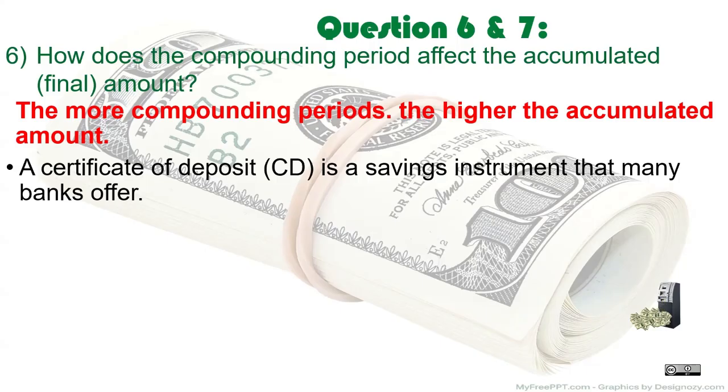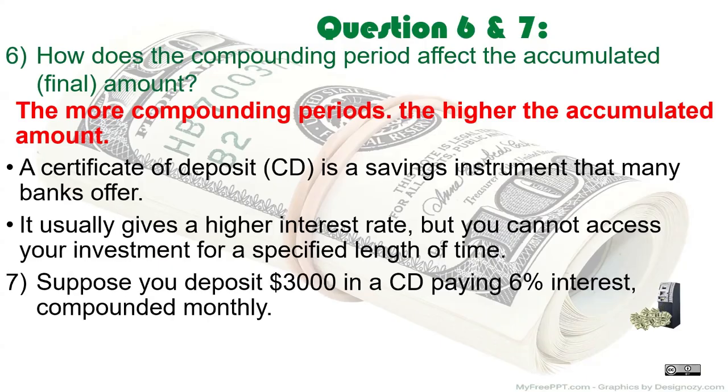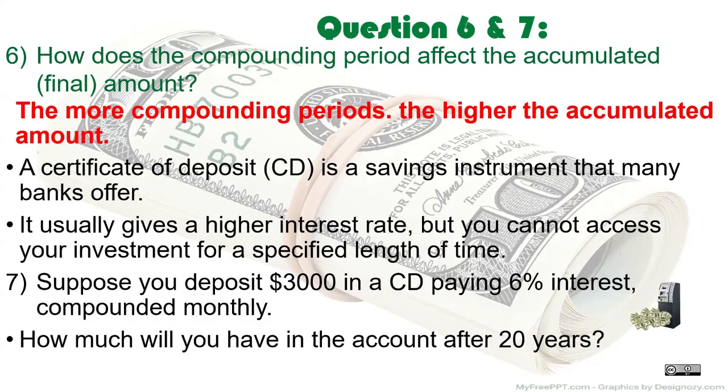A certificate of deposit, CD, is a savings instrument that many banks offer. It usually gives a higher interest rate, but you cannot access your investment for a specified length of time. Suppose you deposit $3,000 in a CD paying 6% interest compounded monthly. How much will you have in the account after 20 years? So let us go over to the whiteboard and work this out in detail using our formula for compound interest.